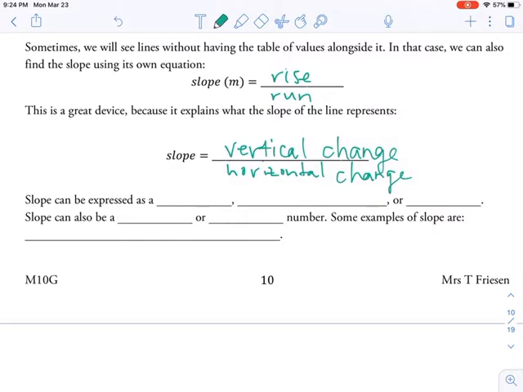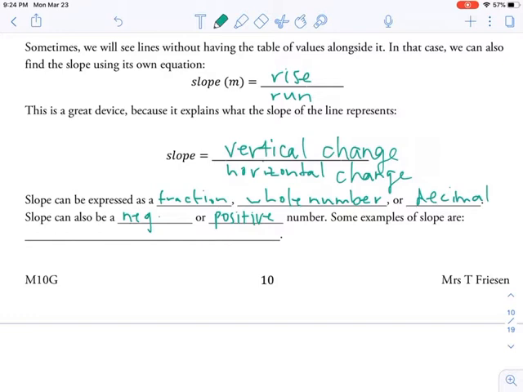It's important to note that slope can be expressed as a fraction, as a whole number, or as a decimal. All three of those are appropriate values for slope, and we're going to see all three of them through this unit. Slope can also be negative, I'm just going to shorten it to neg there, or positive.